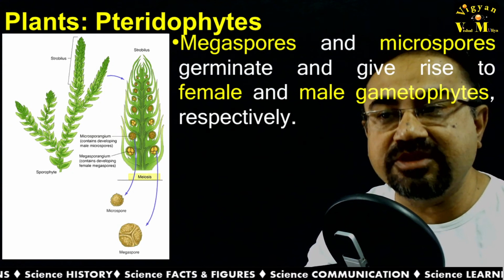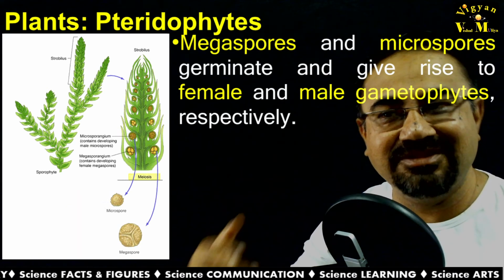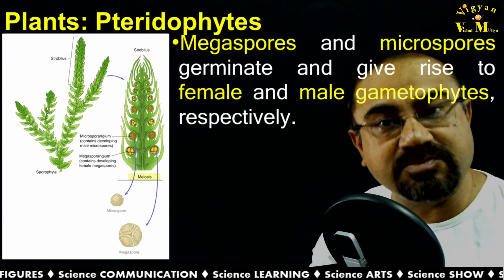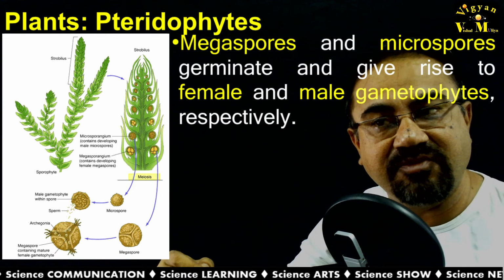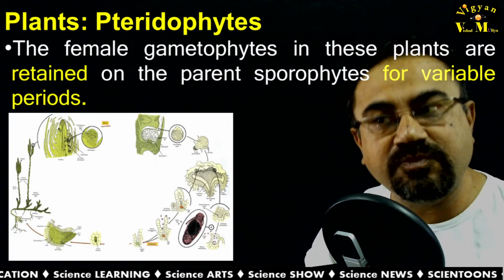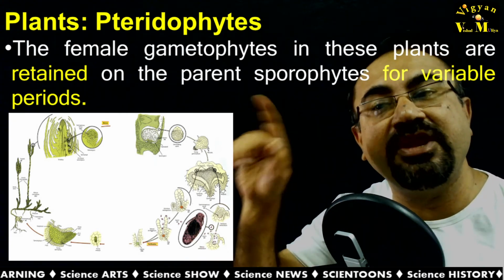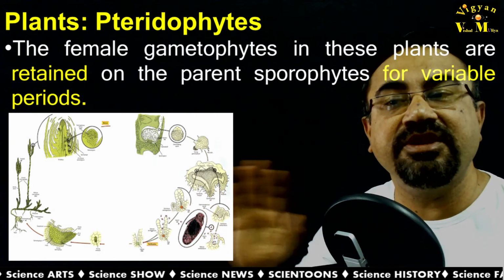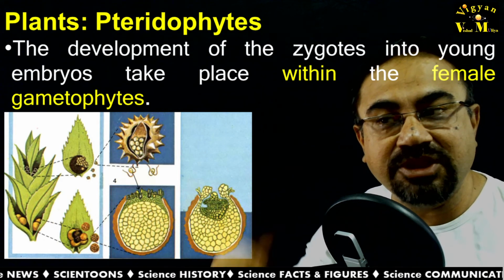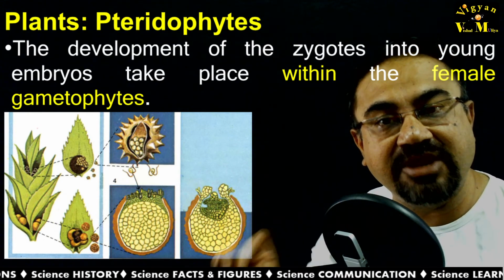This megaspore and microspore on germination give rise to two different gametophytes, that is female gametophyte and male gametophyte respectively. It means the megaspore produces the female gametophyte and the microspores produce male gametophytes. This female gametophyte will remain there, retained on the parent sporophyte for a variable period, for a long period, and the development of the zygote into the young embryo also takes place within the female gametophyte, which is present on the sporophyte.